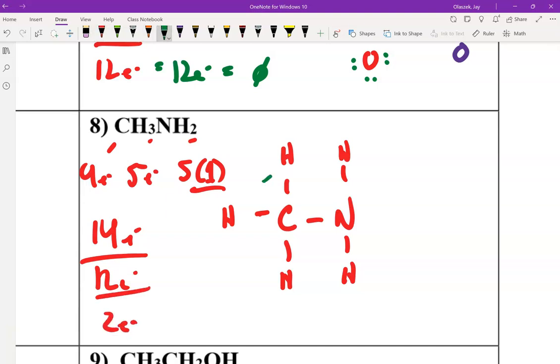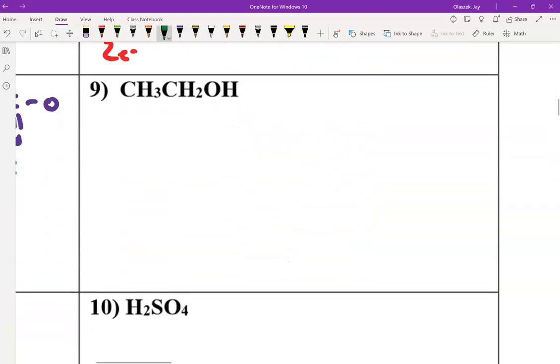Well, where are they going to go? This carbon's already got 8. You can't put them around the hydrogens, and this nitrogen only has 6. So we'll put them around the nitrogen. Now everybody's got 8. Hey, this one looks pretty similar. We got carbons, we got an oxygen. Let's put the carbons and the oxygen in the middle, just because you can't do anything else with hydrogens. Doesn't really matter where I put them.